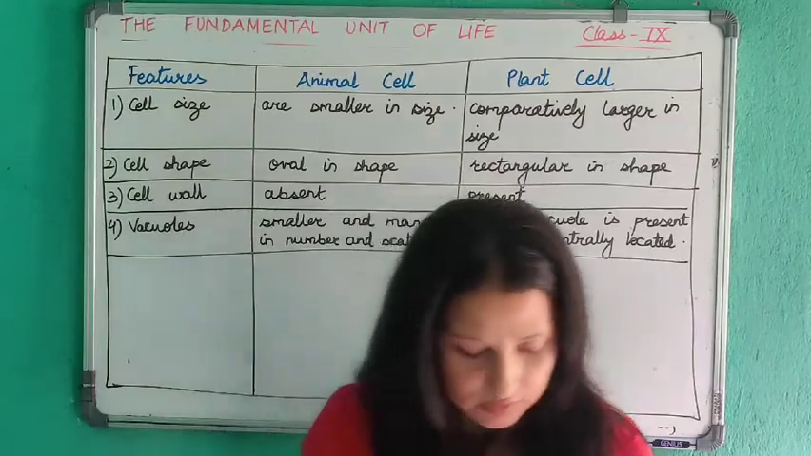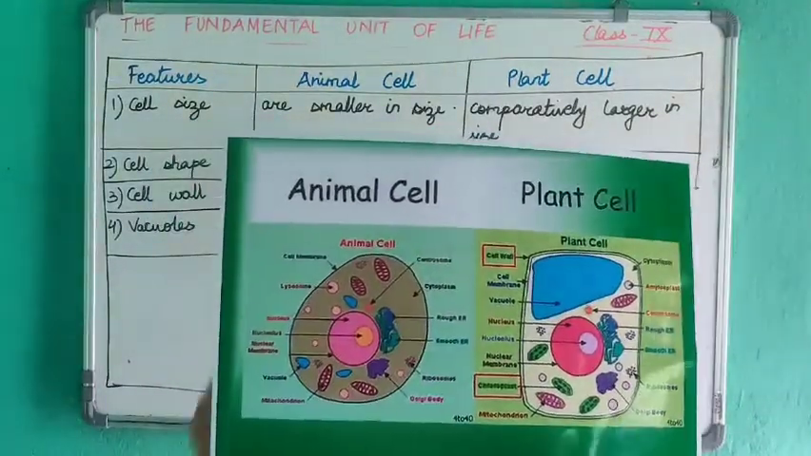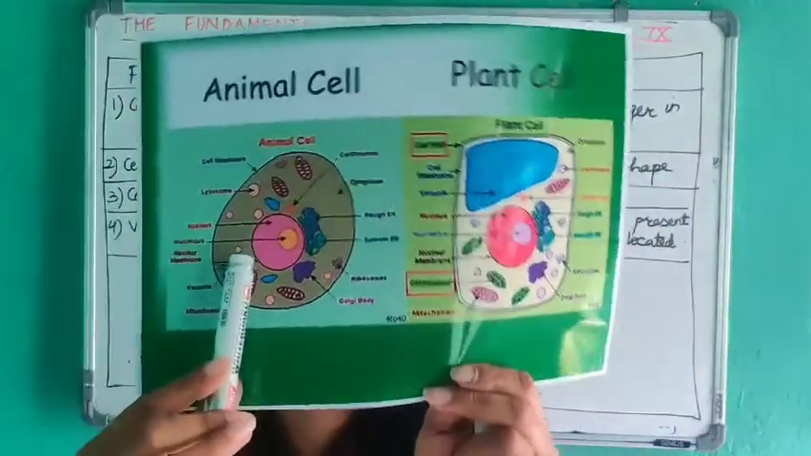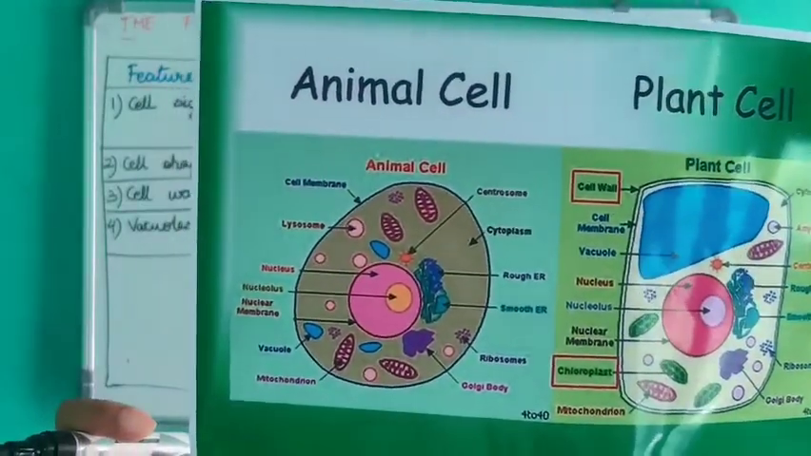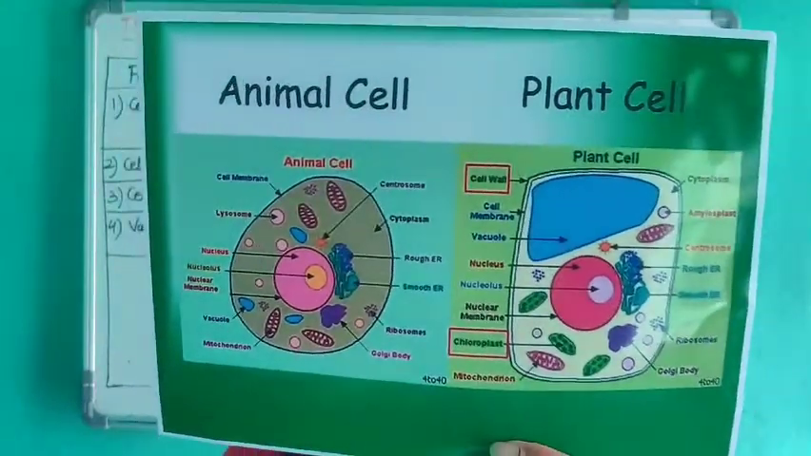So here in the diagram, you can see in the animal cell small blue colored structures. There are many blue colored structures here. This is the vacuole. So vacuoles are small and many in number. In the plant cell, look, there is one large vacuole.